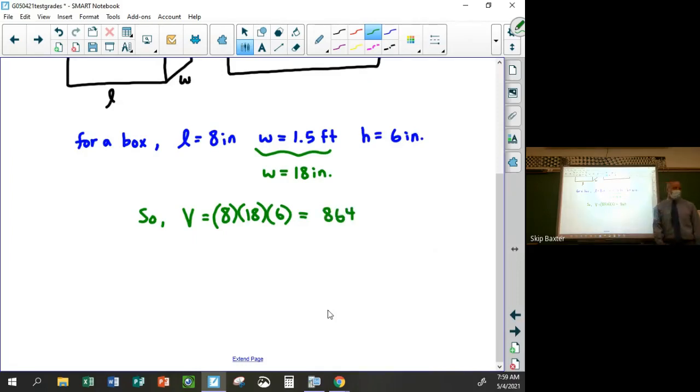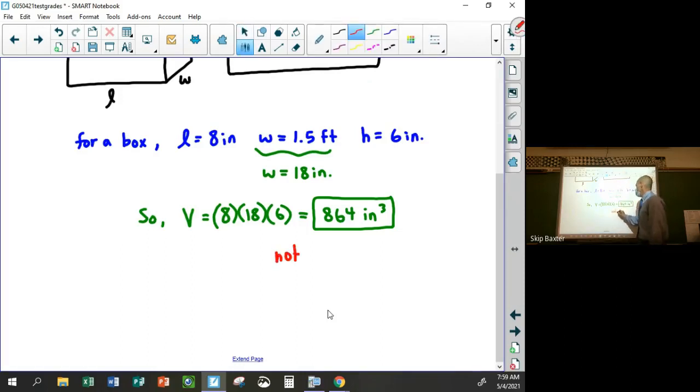And what would be the units in this case? Yeah, inches cubed. When you're talking about volume, the units are always cubed. Cubic inches, cubic feet, cubic yards, whatever. So this is inches cubed. Let's make a note about that. Note: for volume, units are always cubed.